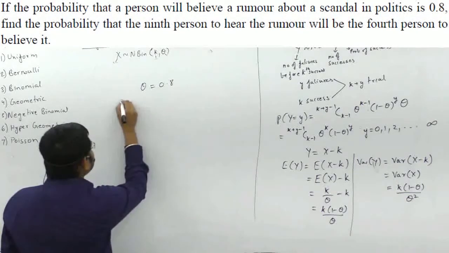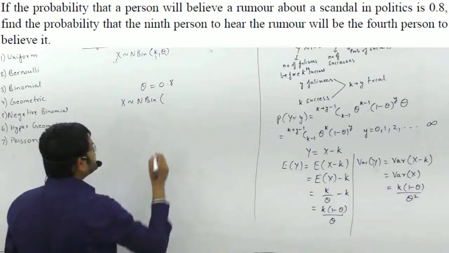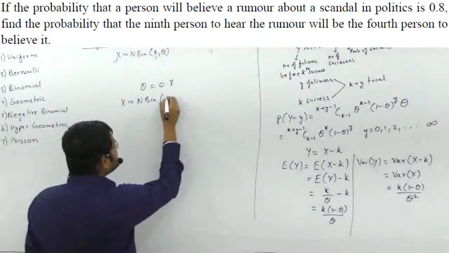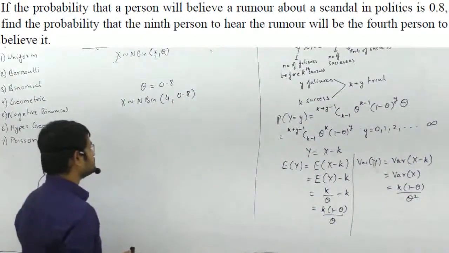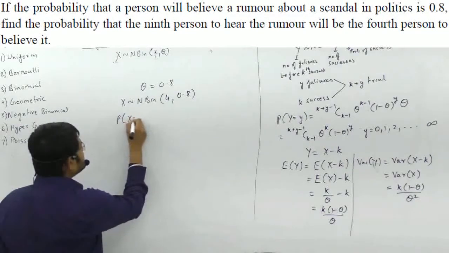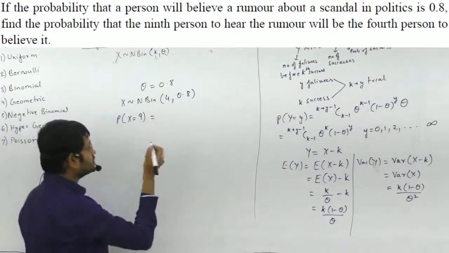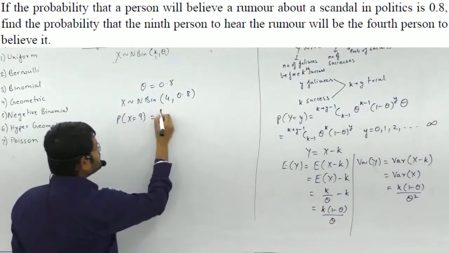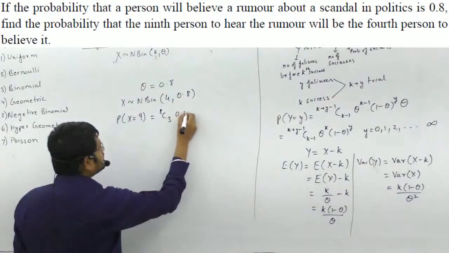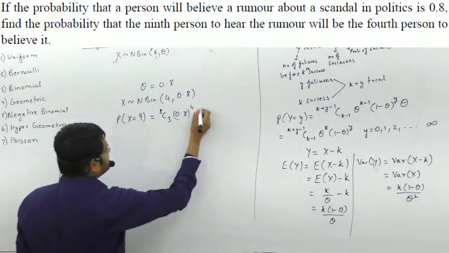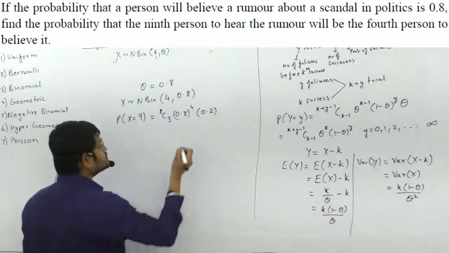So we can say X follows negative binomial with k equal to 4. We need 4 successes and theta 0.8. We need to find the probability that X is equal to 9. Now simply using our formula, it is going to be 8C3, then theta is 0.8 raised to 4, and 1 minus theta would be 0.2 raised to 5.